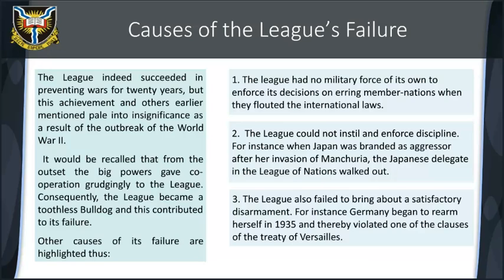2. The League could not instill and enforce discipline. For instance, when Japan was branded as aggressor after its invasion of Manchuria, the Japanese delegate in the League of Nations walked out. 3. The League also failed to bring about a satisfactory disarmament. For instance, Germany began to rearm herself in 1935 and thereby violated one of the clauses of the Treaty of Versailles.